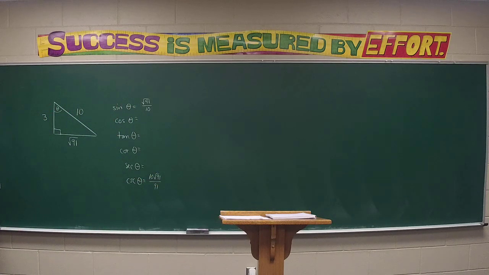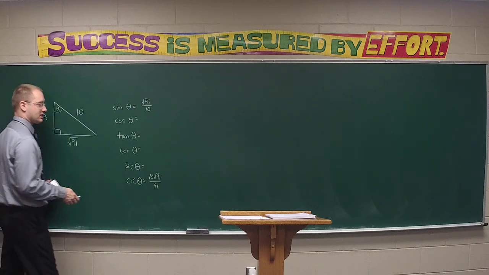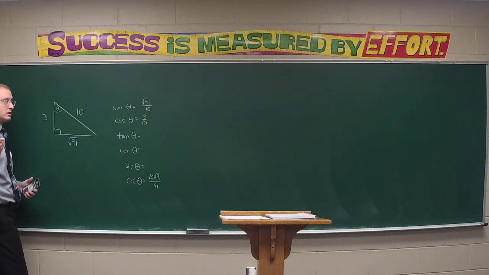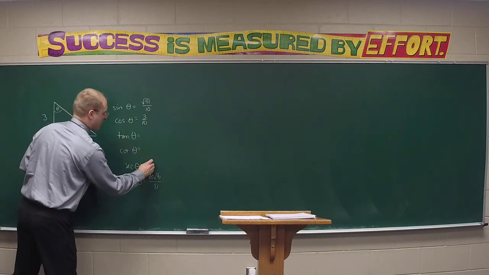Cosine, what over what, Jamie? Adjacent over hypotenuse. Which gives us? 3 over 10. And while we're at it, let's go and get the reciprocal class. Secant, which is 10 over 3.